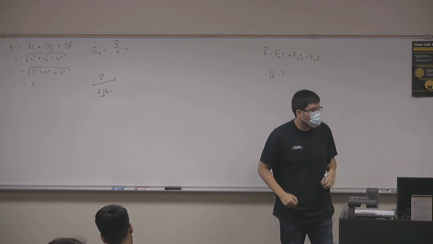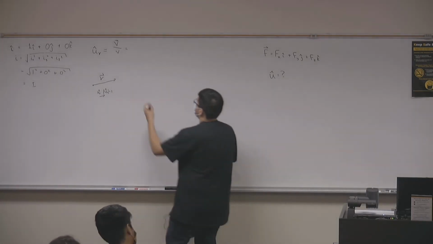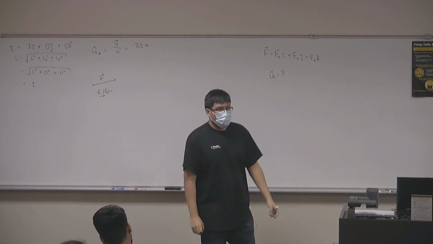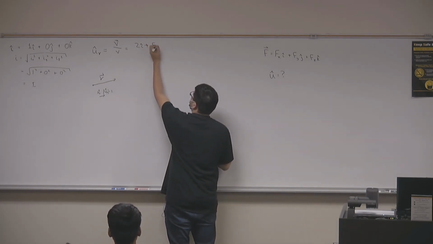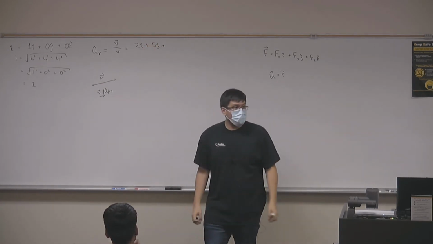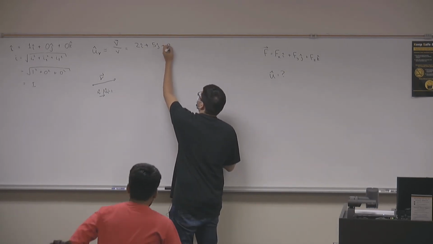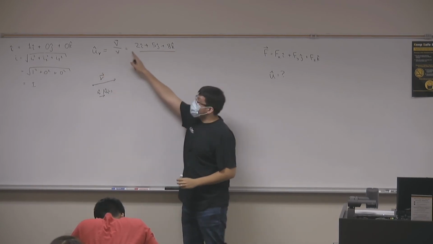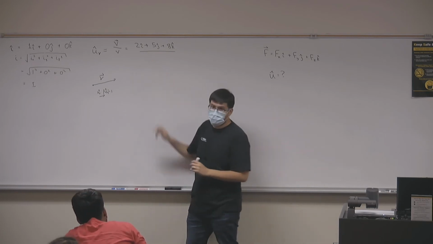What's your name? Sanders. Give me a number. 2. All right, so let's say that my vector v is 2 in the x direction. Give me a number. 5. 5 in the y direction. Give me a number. 8. 8 in the z direction. If I want to find the unit vector of this velocity vector 2, 5, 8, I need to divide the vector by its own magnitude.